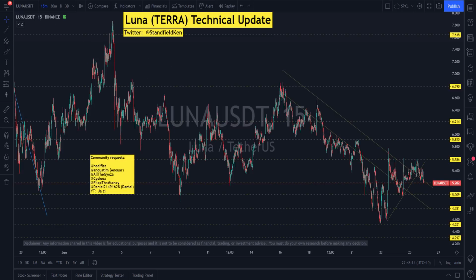Let's have a look at Terra, at Luna. We can see that all of the cryptos behave in exactly the same way. That's what actually makes crypto such a cool market. Luna is currently trading at 5.212. It has resistance above at 5.586, support below at basically $5.